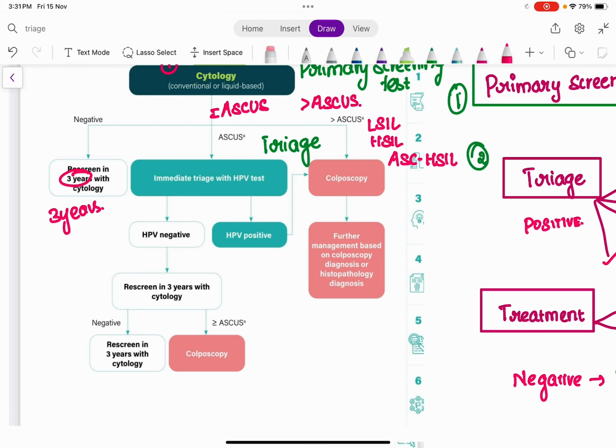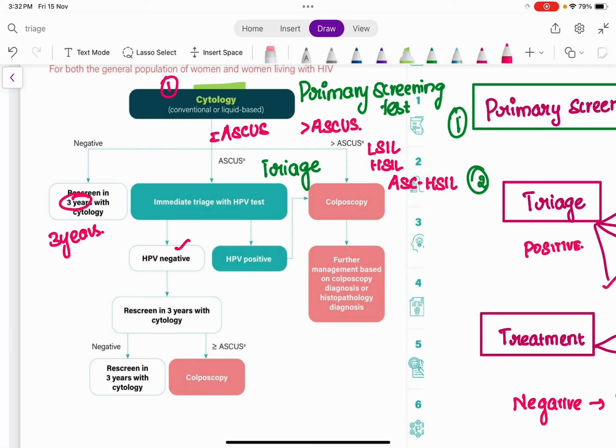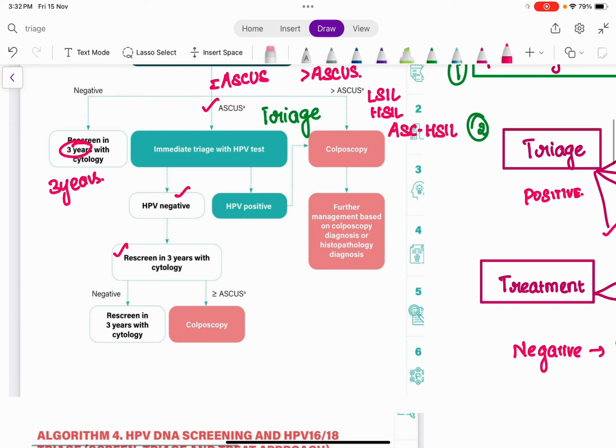So the HPV DNA test can come out to be either positive or negative. If it comes out to be negative, you're going to repeat the pap smear after 3 years, because HPV comes out to be negative, but only pap smear is positive as atypical squamous cells of unknown significance. And as I told you, if the primary screening test comes out to be positive and the triage test comes out to be negative, repeat the positive test. So the positive test here is pap smear. So repeat the pap smear after 3 years.